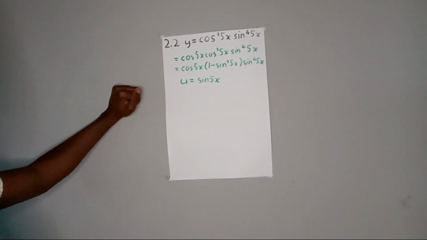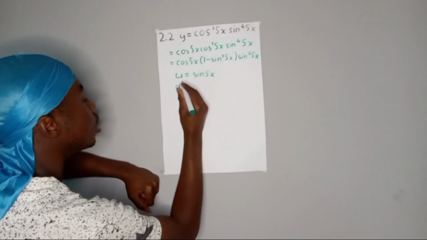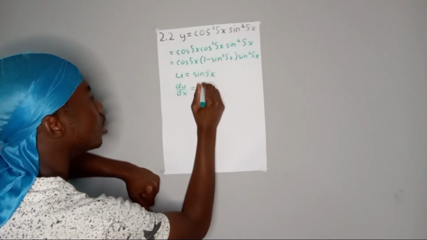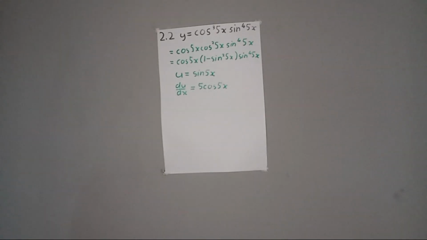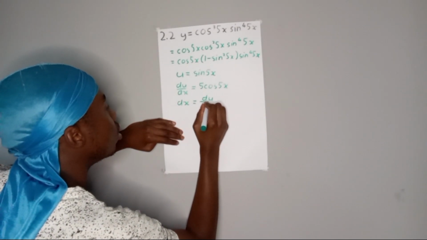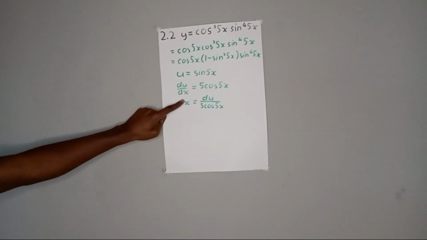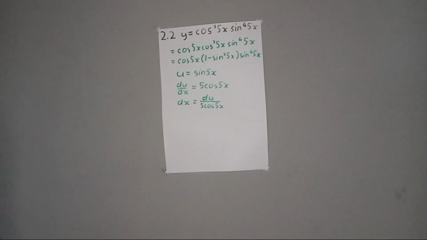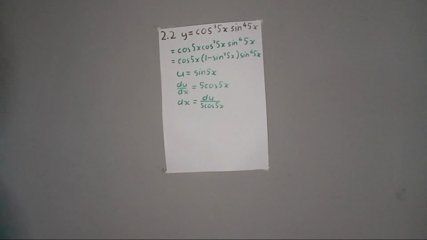So u is equal to sine. Now let's differentiate it to get 5 cos 5x. Now what's the next step? You're obviously going to make dx the subject of the formula. Now what we need to do is just substitute everything back into the question. Let's do that.